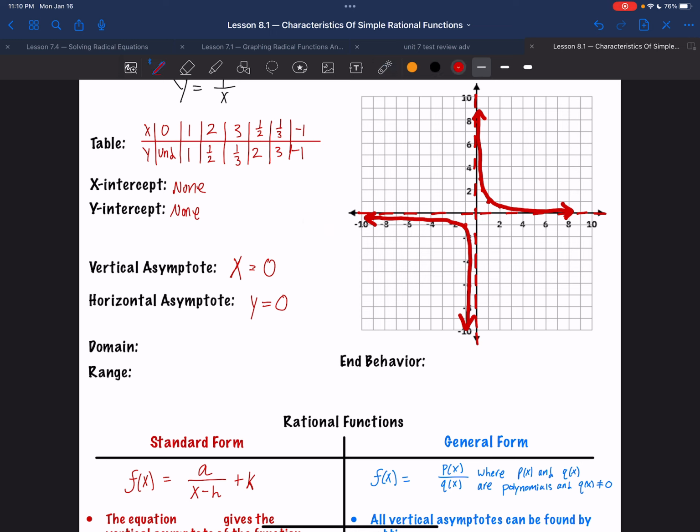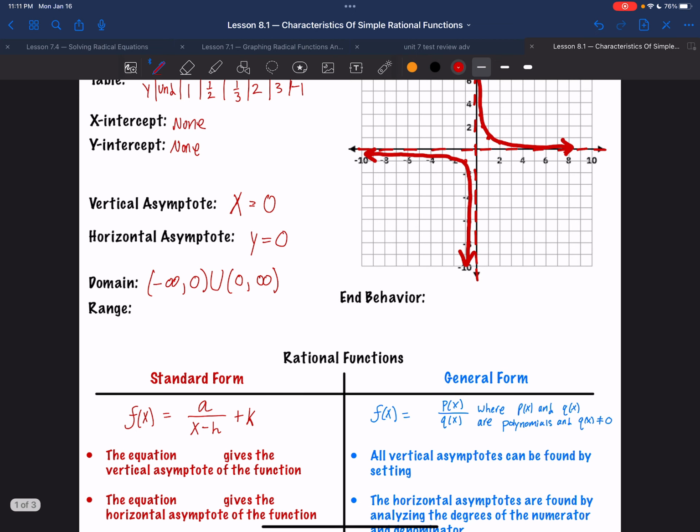So my domain is from negative infinity to 0, parenthesis, not bracket. Bracket would mean 0 is included. And then we say union 0 to infinity. That is my domain. And we talked about union at the beginning of the year. I think we did a fair amount with this, so I don't really want to cover too much from Unit 1. If you really need to review that stuff, go back to the Unit 1 videos. That's what they're there for.